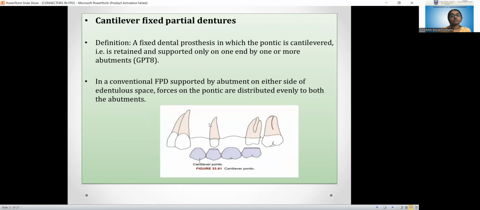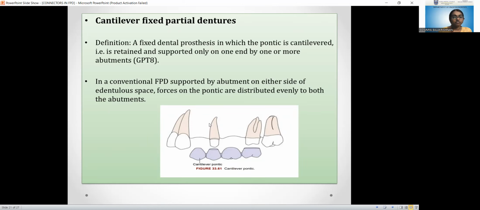Next special consideration in FPD is cantilever fixed partial dentures. What is a cantilever FPD? It is an FPD in which the pontic is cantilevered and is retained and supported on one end by one or more abutments. So only on one side is the pontic supported, and on the other end it is cantilevered. That means the other end has no support.